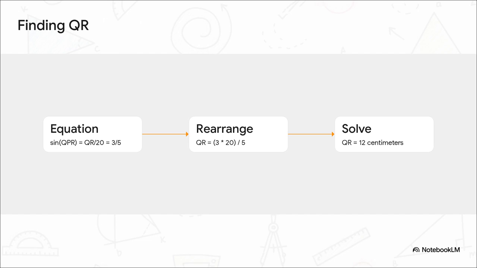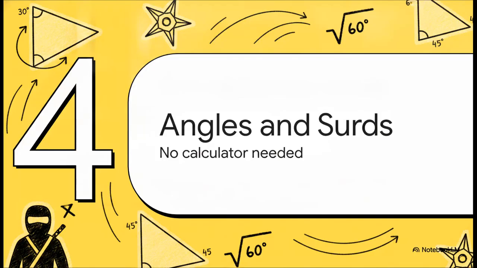Okay, step 1. We set up the equation. QR over 20 equals 3 over 5. Step 2, we do a little rearranging. QR equals 3 times 20 divided by 5, which brings us perfectly to step 3. QR is 12 centimeters.